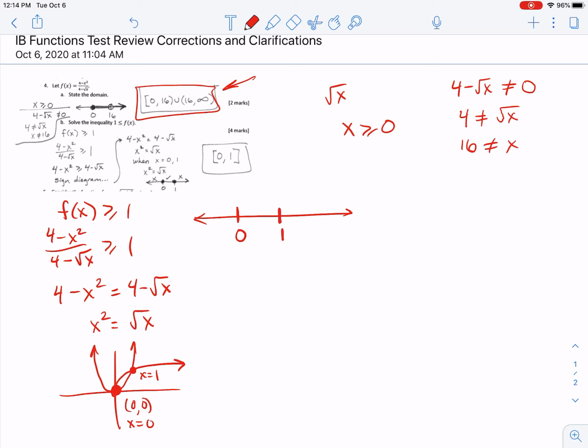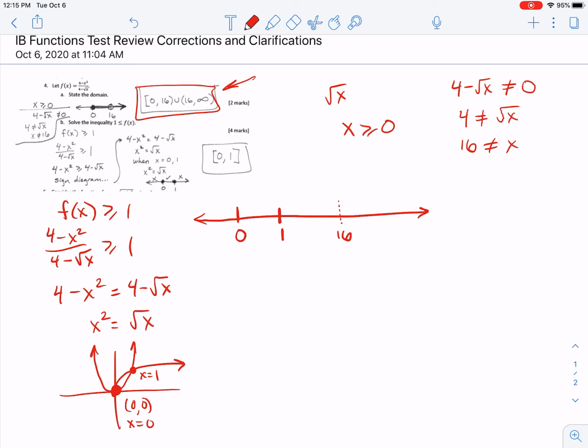Well, now what we forgot is that 16 is not in my domain. So, not drawn to scale, but 16 is not in my domain. Let's make this line a little bit longer. I can't just ignore the fact that 16 is not in my domain. So those are the things that I need to put on my sign chart.